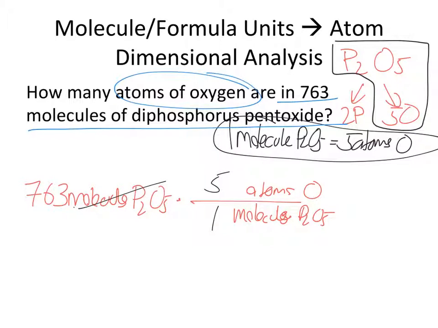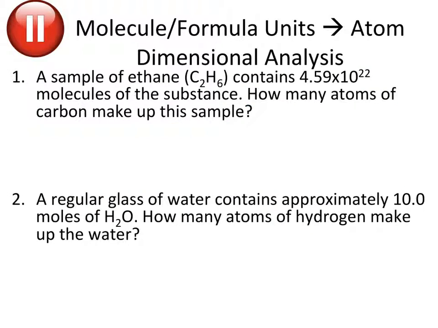Perfect. So let's cancel out our units, and here we're going to multiply these two values together. And when I do that and I round for 3 significant digits, what I get is 3.82 times 10 to the power of 3 atoms of oxygen. So that means that there's 3.82 times 10 to the 3 atoms of oxygen in this sample of 763 molecules of P2O5.